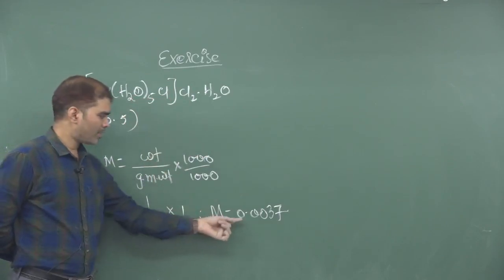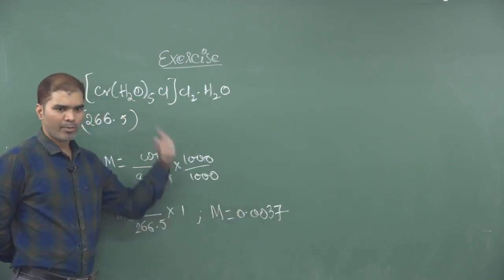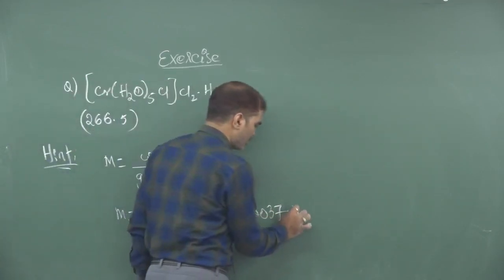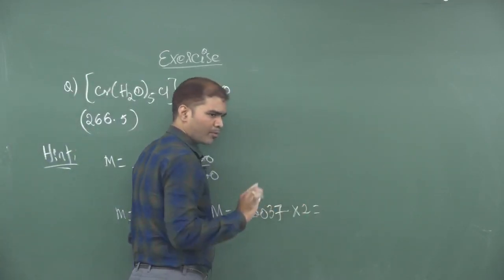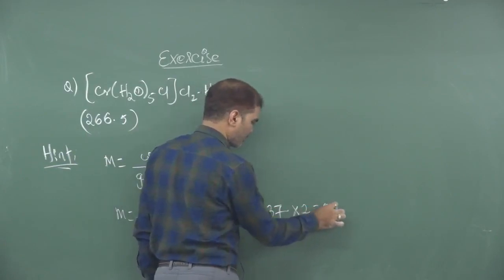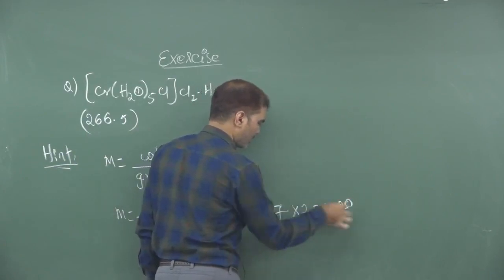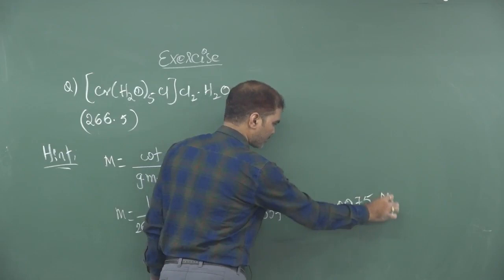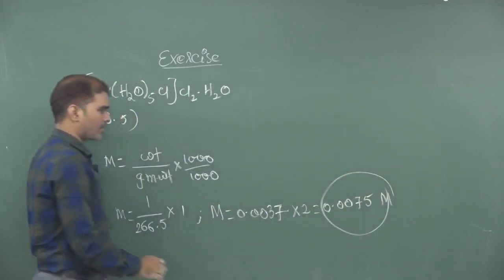So if my molarity is 0.0037, what will be the molarity of your HCl? Double. So this into 2 will be the molarity of your HCl. How much will it be? Maybe about 0.0075. So that is your answer.